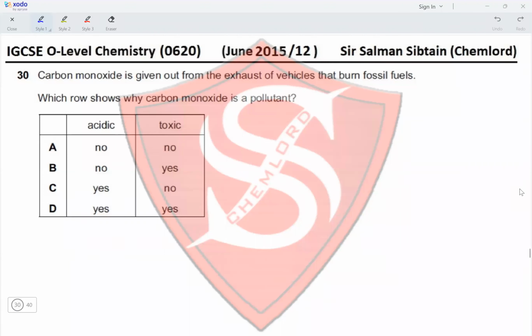Question 30. Carbon monoxide is given out from the exhaust of vehicles that burn fossil fuels. Which row shows why carbon monoxide is a pollutant? Is it acidic? No, it is neutral. Carbon monoxide is a neutral gas. So this eliminates options C and D.